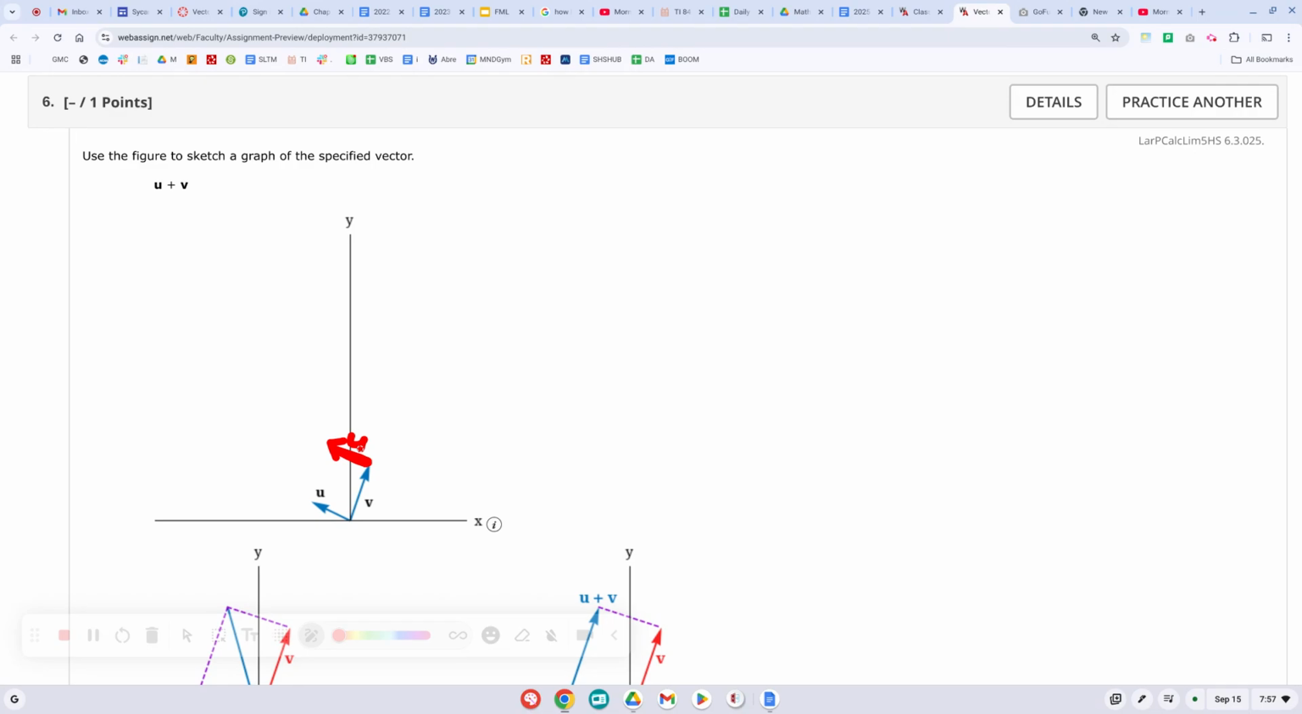Does that make sense? So then in order to represent U plus V, you would have to say, okay, where would I end up if V and U both acted on me? And it would be right there. Does that make sense? So this teal vector is U plus V.